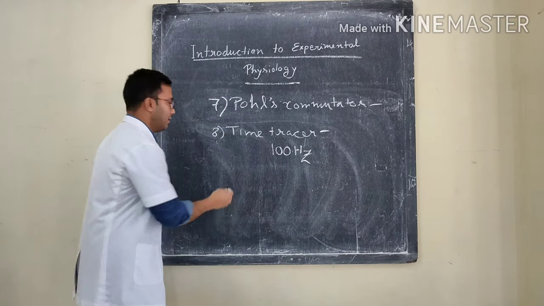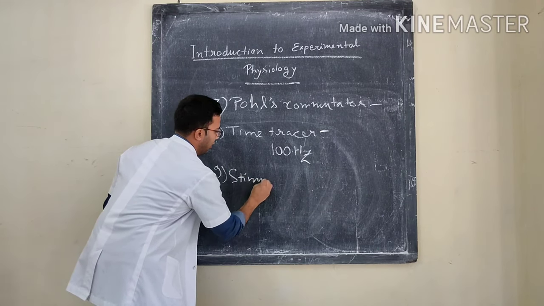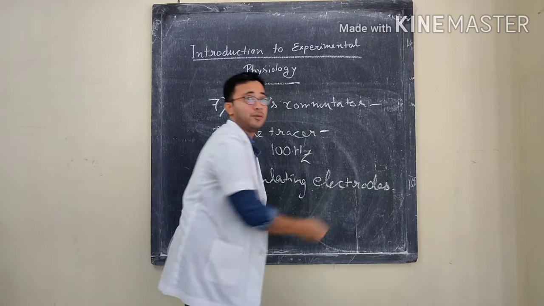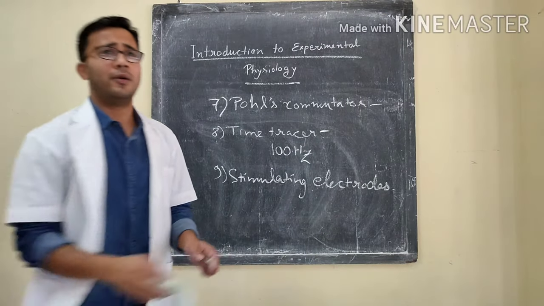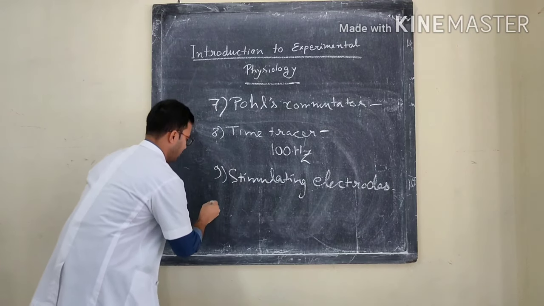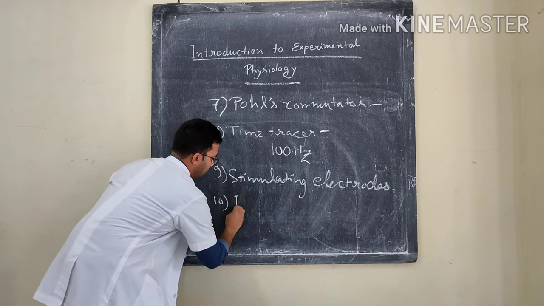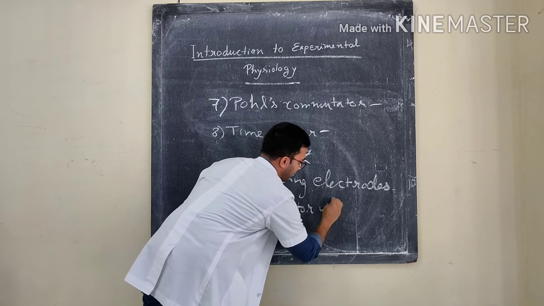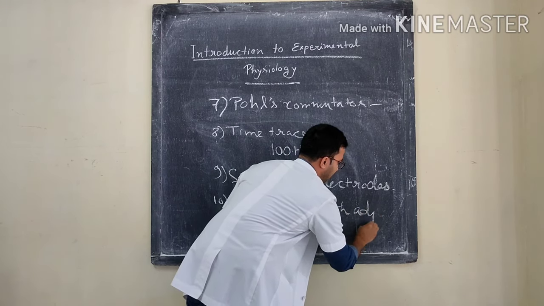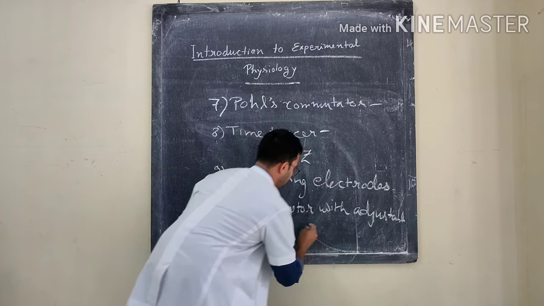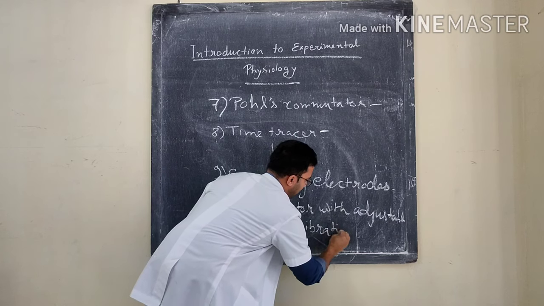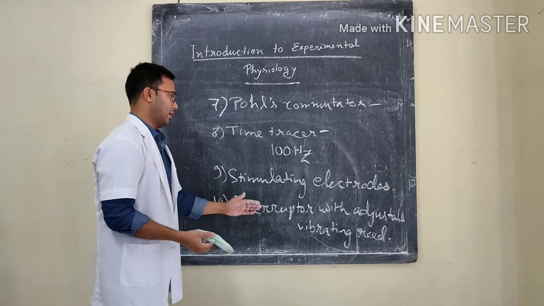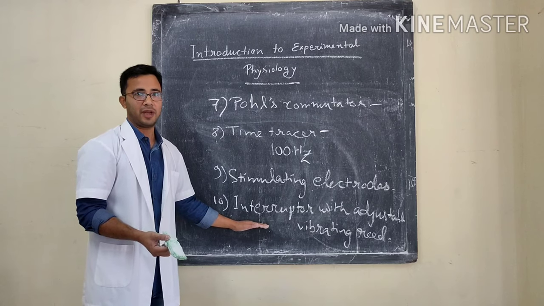Then the stimulating electrodes, stimulating electrodes for stimulation of the tissues. Then we will use an interrupter with adjustable vibrating ring. By using this instrument, different types of frequency of stimulation can be applied to the tissues.